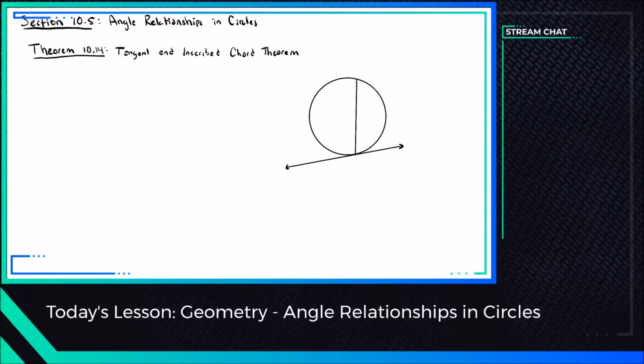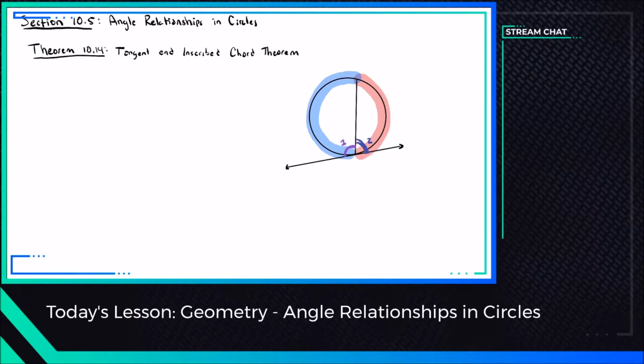Notice here that we now have formed two angles. We have angle 1 right here, and right next to angle 1 we have angle 2. And then we also have this left side of the circle, and the other side of the circle. So we have angle 1 and angle 2, and we have this blue arc and this red arc.